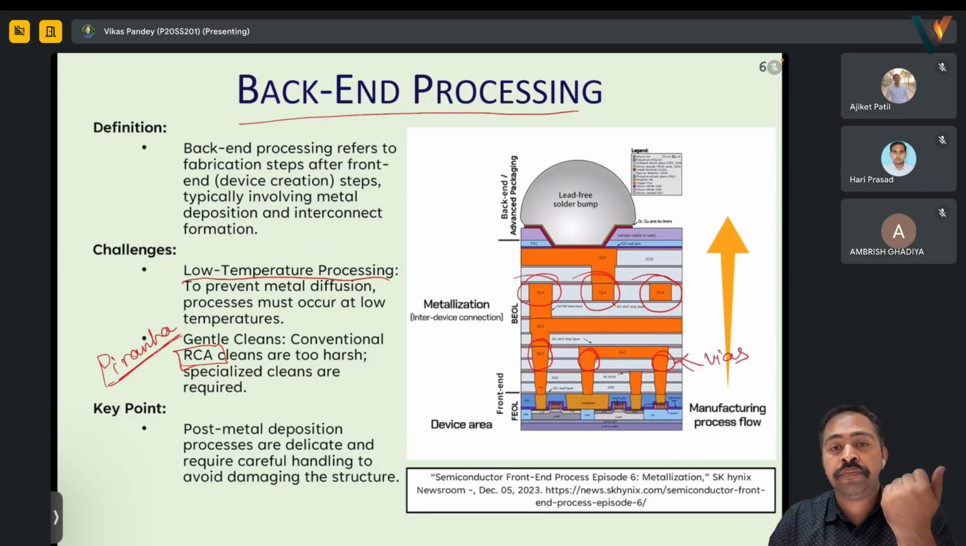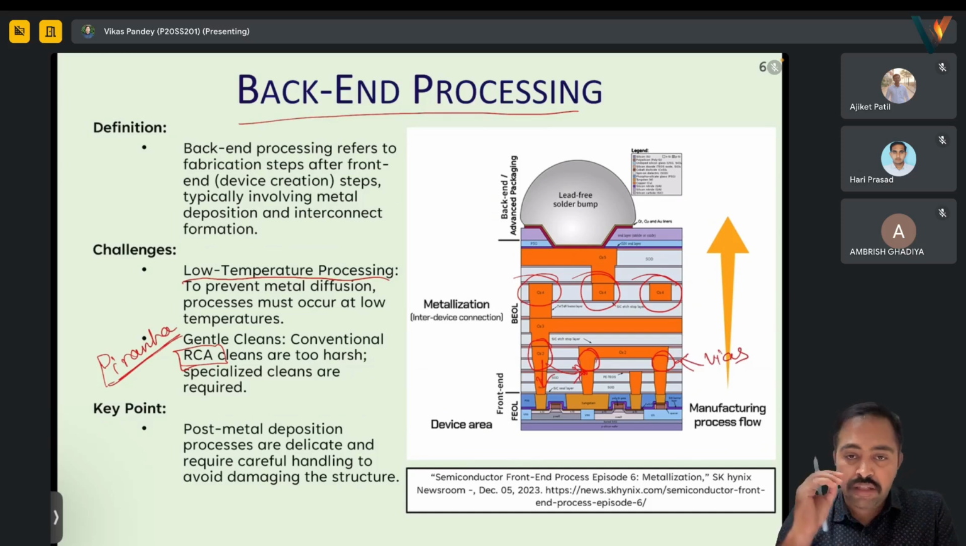Otherwise, what will happen is that suppose it was supposed to make contact here and it made contact with something else, or it didn't make a contact. So we have to take care of these things. These are key points that we have to consider while doing the back-end processing, once the devices are made, like the main device, let's consider transistors. Once they are done, then we have to consider this.